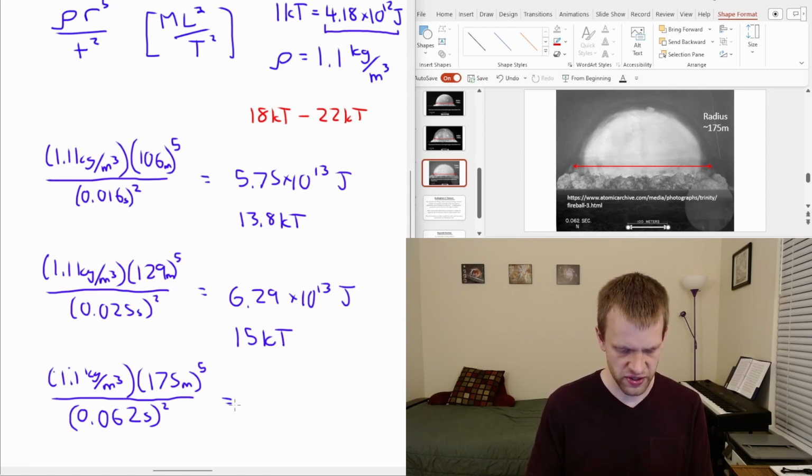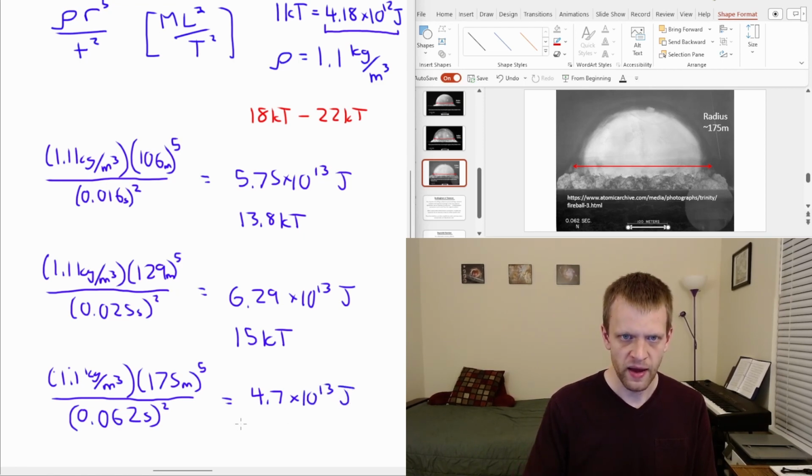2 seconds, and square that. I got 4.69, so basically 4.7 times 10 to the 13 joules. And again, if I divide that by 4.18 times 10 to the 12, that one gives me 11.2 kilotons of energy.